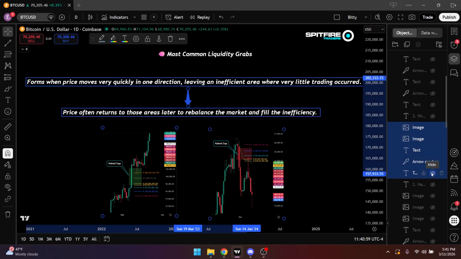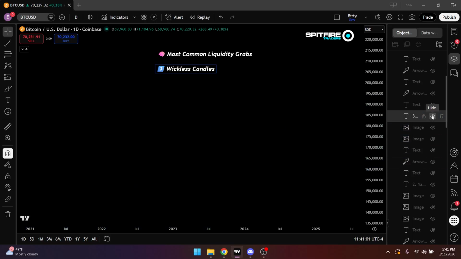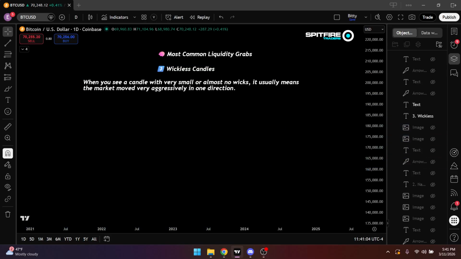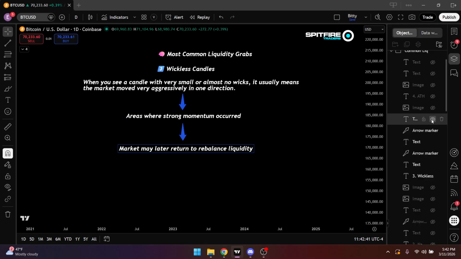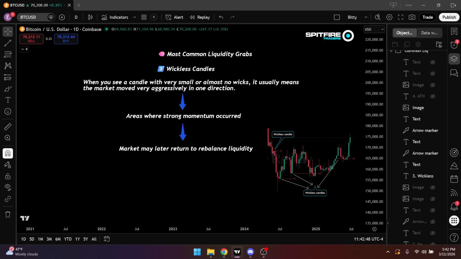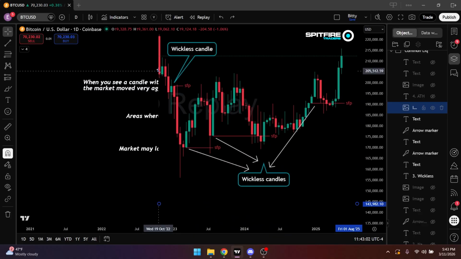The third common liquidity grab is wickless candles. When you see a candle with very small or almost no wicks, it usually means the market moved very aggressively in one direction. These candles often represent areas where strong momentum happened, but also where the market may later return to rebalance liquidity. When price comes back to those areas, they can sometimes act as magnets for liquidity before the trend continues. And we have a small example here.